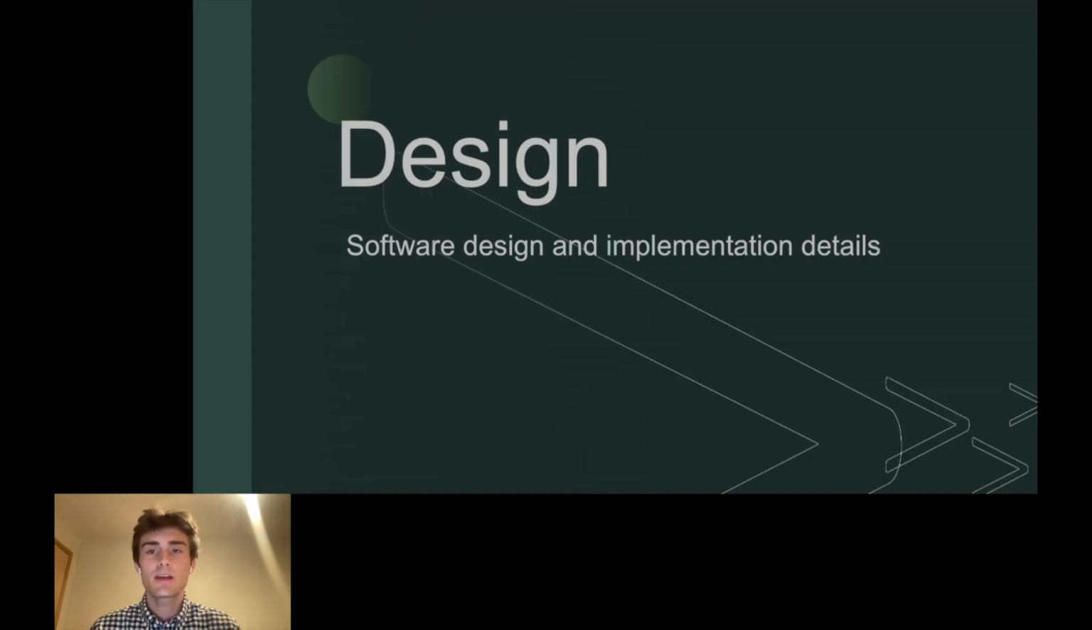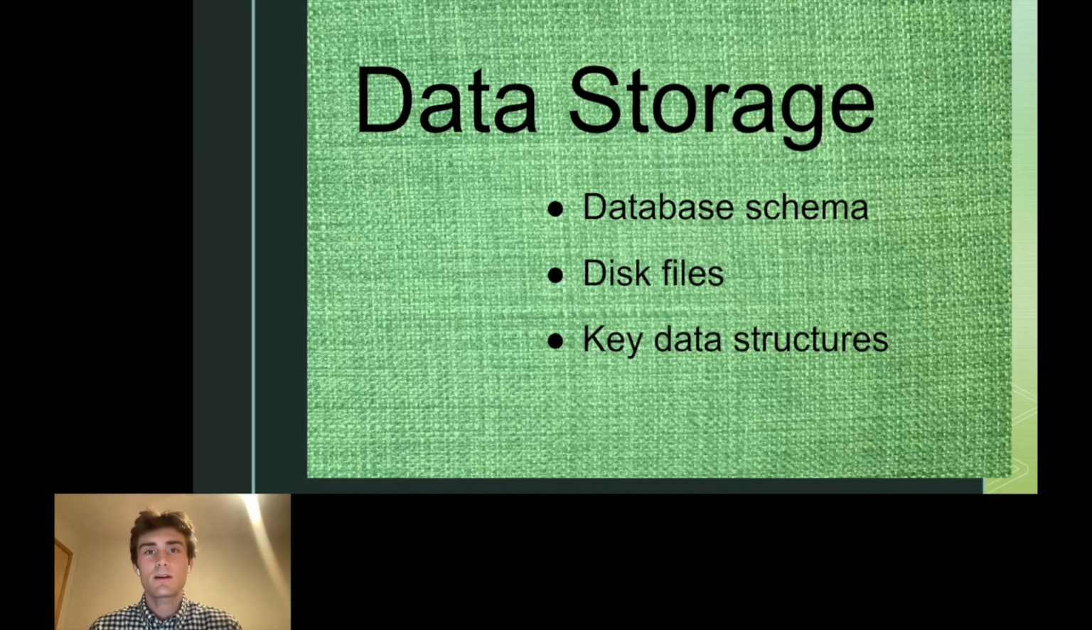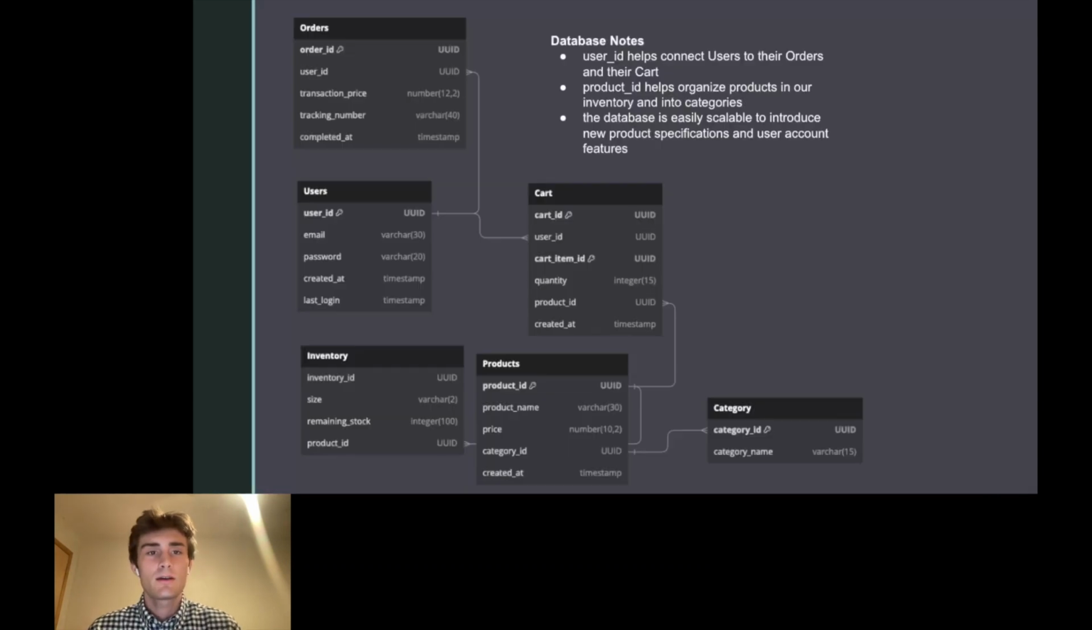Hi everyone, I'm Jake Opie from the dev team, and I'm going to talk about our software design and implementation. First up, I'd like to talk about data storage, which includes our database schema, our disk files, and our key data structures. So here you can see a diagram of our schema, which includes tables for orders, users, inventory, cart, products, and categories. The user ID helps connect users to their orders and their cart, and the product ID helps keep our products organized in our inventory and organized into categories for the customer.